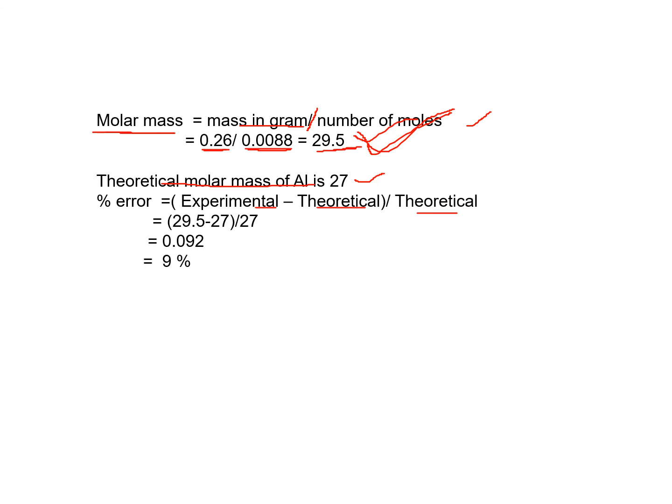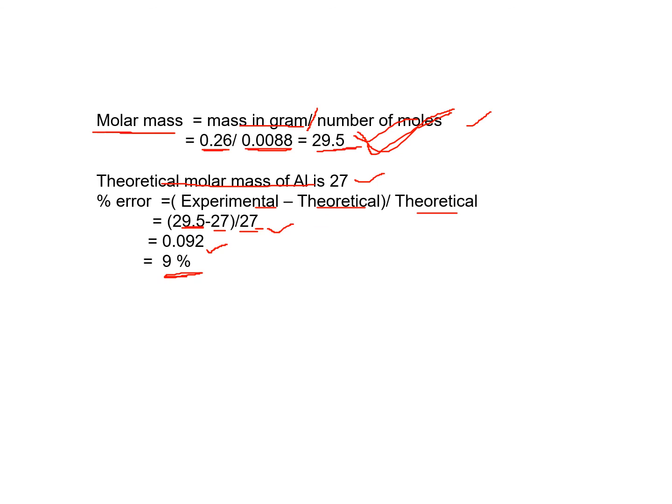So what is the experimental value? How much molar mass did you get for aluminum? You got 29.5. The molar mass of aluminum you found is 29.5 by experiment, but the actual value is 27. So this is the formula: experimental minus theoretical divided by theoretical. When you subtract 29.5 minus 27 and divide by 27, you get 0.092, and if you multiply by 100, it comes to 9%. So during the experiment we get 9% error.